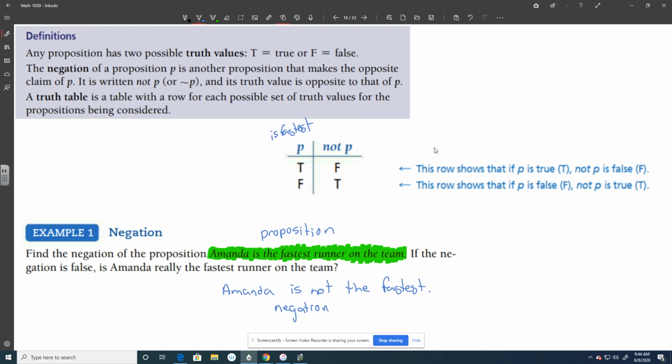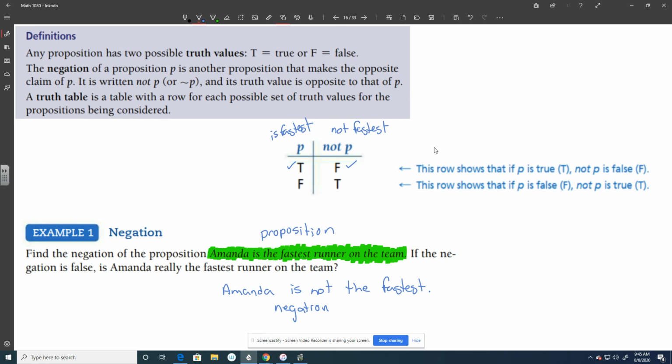Amanda is the fastest is the original. Amanda is not is our negation. So that's what this not P represents right here, that she is not the fastest. Now that's either true or false. And if you look at these two, they kind of correlate, because if she is the fastest, if this is true, then this one has to be false, because she can't be the fastest and not the fastest. It's got to be one or the other, okay?